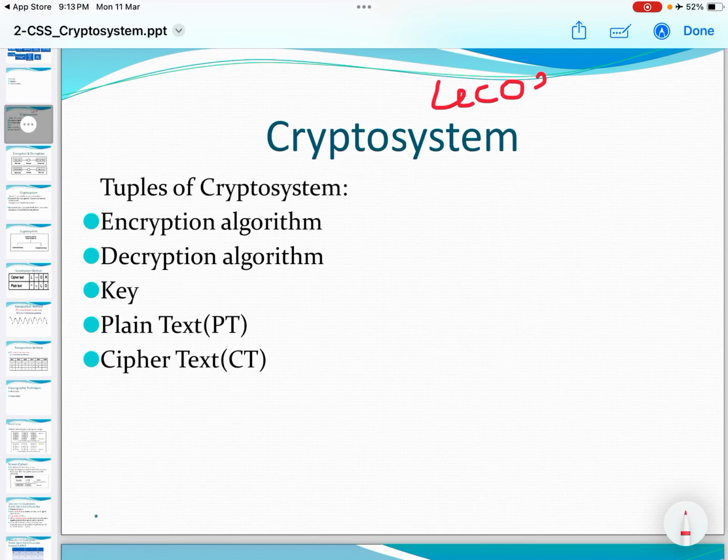Lecture number 3 of crypto system. Tuples of crypto system, again we'll revise it. Encryption algorithm, decryption algorithm, key, plain text and ciphertext.